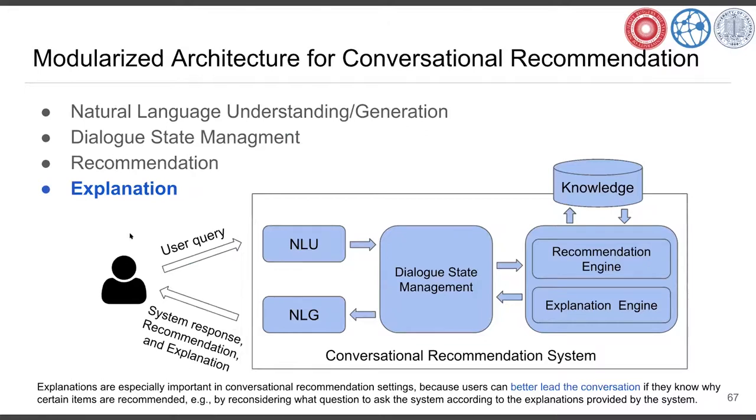And we also claim the explanation is important since it's very critical in the modern recommendation system. And it is especially important in the conversational recommendation setting, since the user can better lead the conversations if they are aware of why certain items are recommended. For example, when reconsidering what questions to ask from the system side according to the explanations provided by the system.